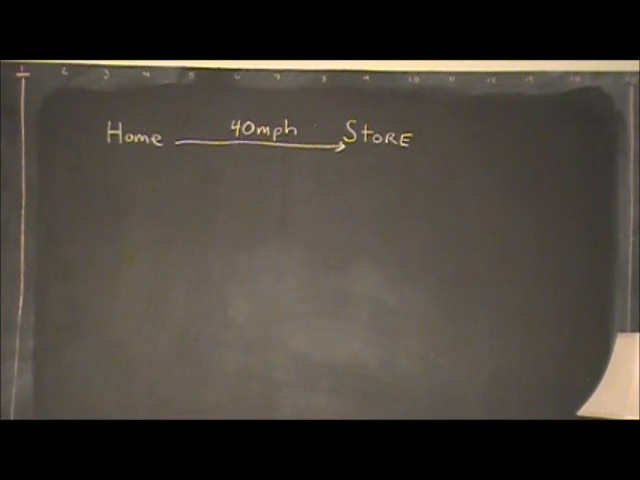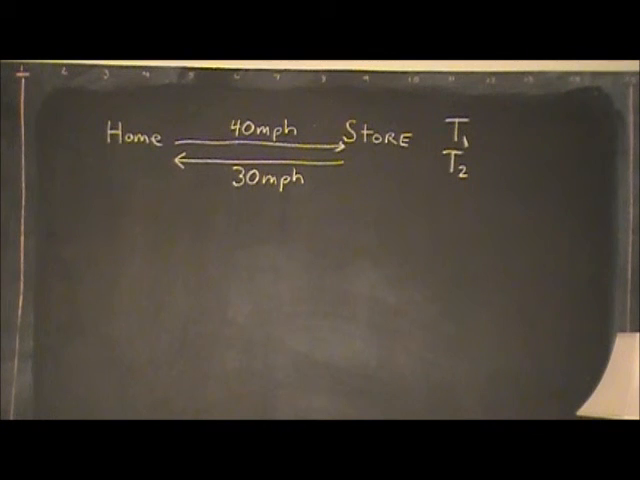In this problem, we are told that John drove from his home to the store with an average speed of 40 miles per hour. Let's assume it took him an amount of time t1 in order to get there. He then drove home along the same route, or the same distance, at an average speed of 30 miles per hour. Let's assume it took him an amount of time t2 in order to get back home.